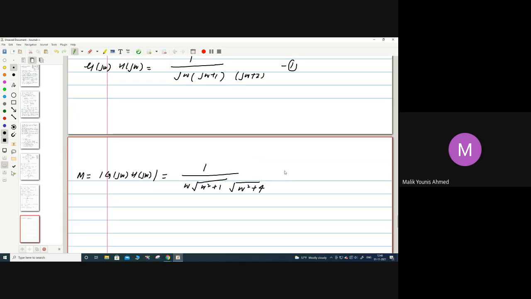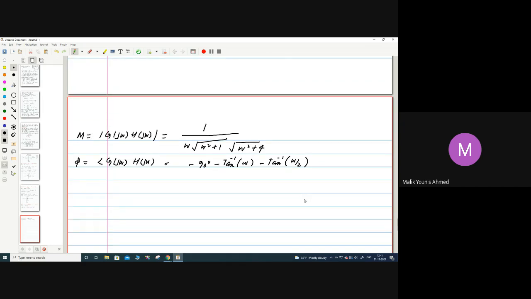Similarly, if I have to write the phase angle for this one, the phase angle will be the angle of G(j omega)H(j omega). If I take j, it will be minus 90 degrees, fine. From equation number 1, the rest is minus tan inverse of omega minus tan inverse of omega by 2.